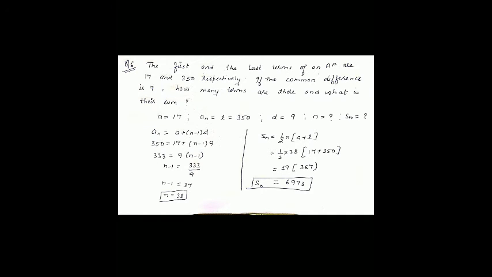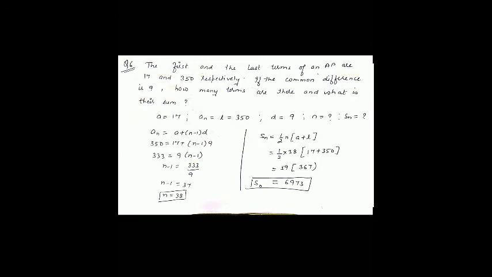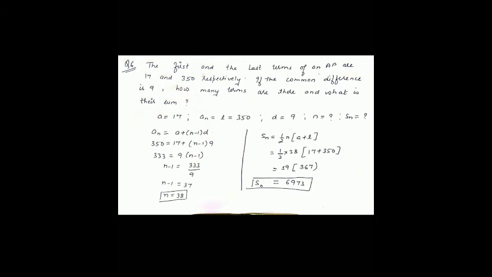Now Sn is equal to 1/2 n (a + l). So 1/2 into 38 (17 + 350). On solving, we will get Sn is equal to 6973. I hope you have understood question number 6 properly. Now come to question number 7.